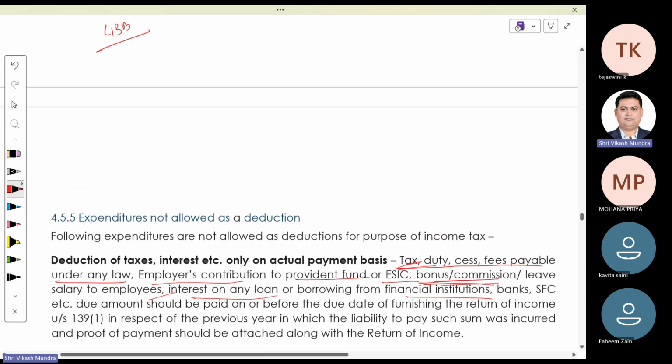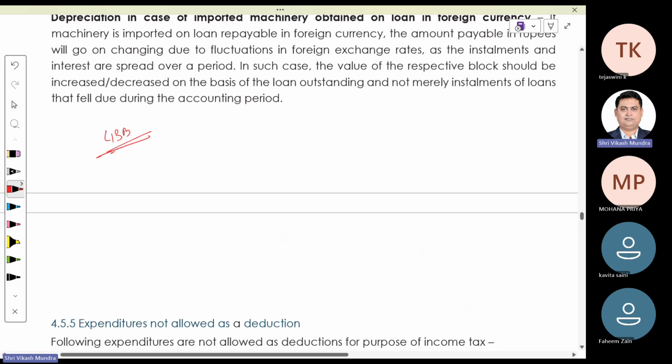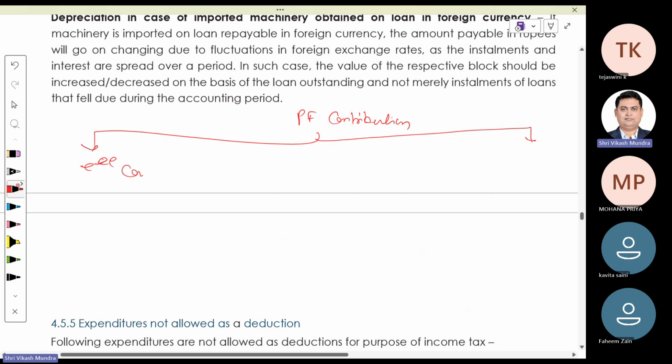There are a few more items which are governed by section 43B. How it is dealt with, I'm giving you an example. For example, PF. We know that in PF there are two types of contribution. Number one is employee contribution, that means the employee himself contributes money to the PF. And another component is employer contribution.